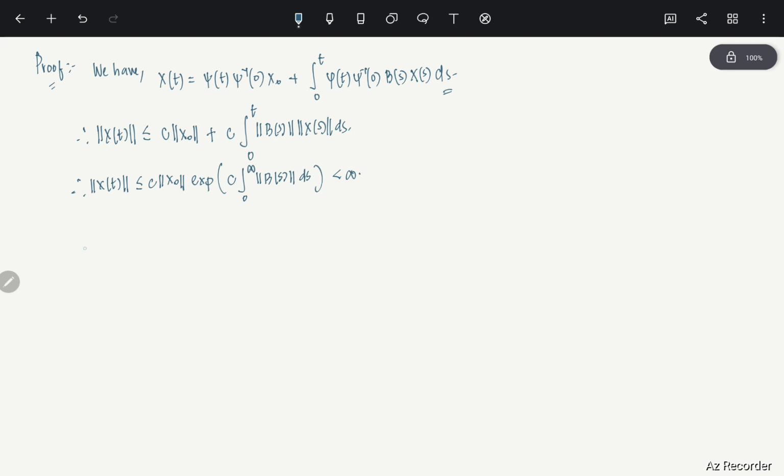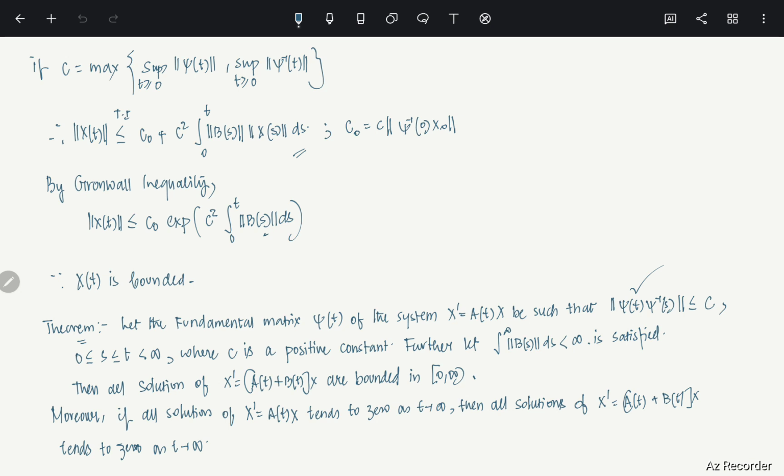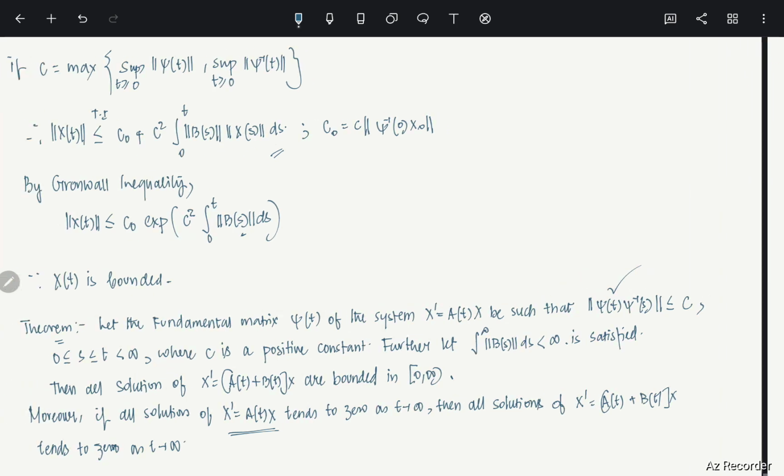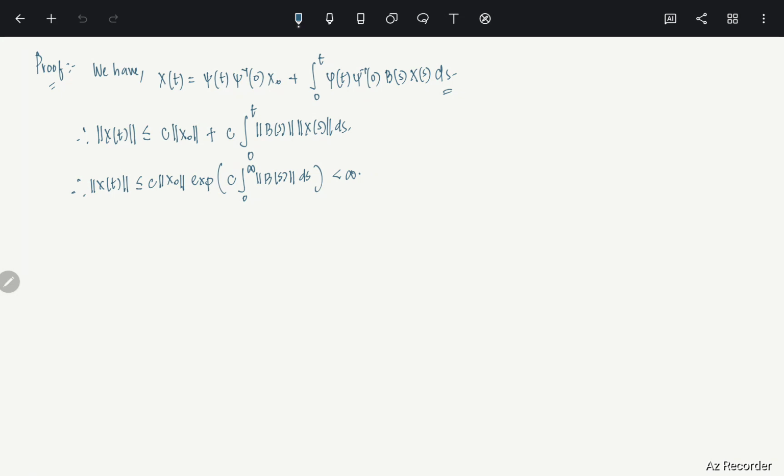Okay. Now, again, the second part. What is the second part? So this part is also very easy. I'm not going to do it in whole, but I will just give you an idea how to do it. See, it is given that for the system, all the solutions are going to 0 as t tends to infinity. And we have to show that the perturbed system also exactly mimics the same sort of properties. Okay. So how do you do it?